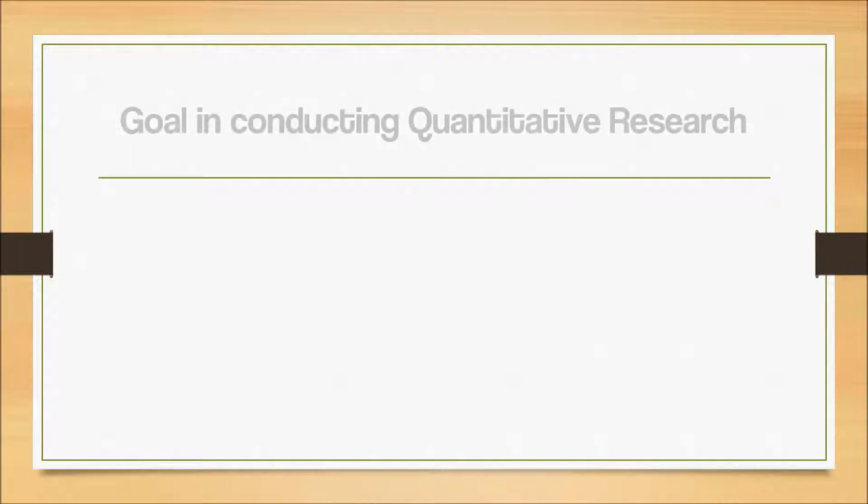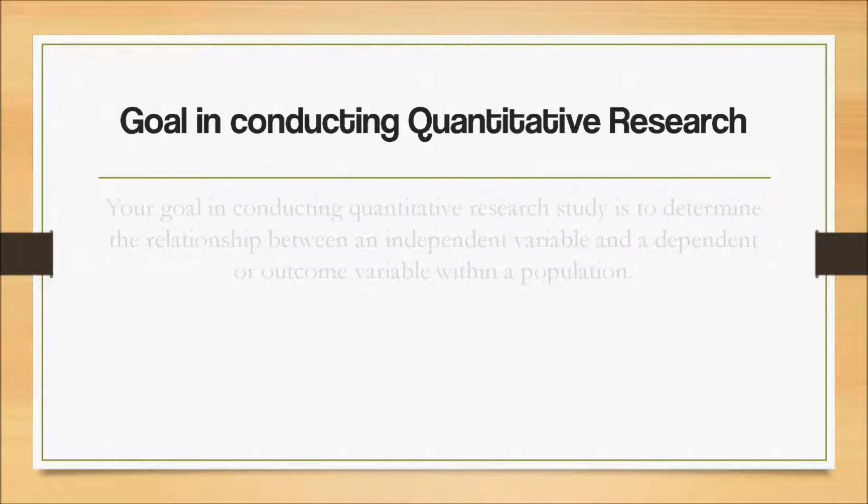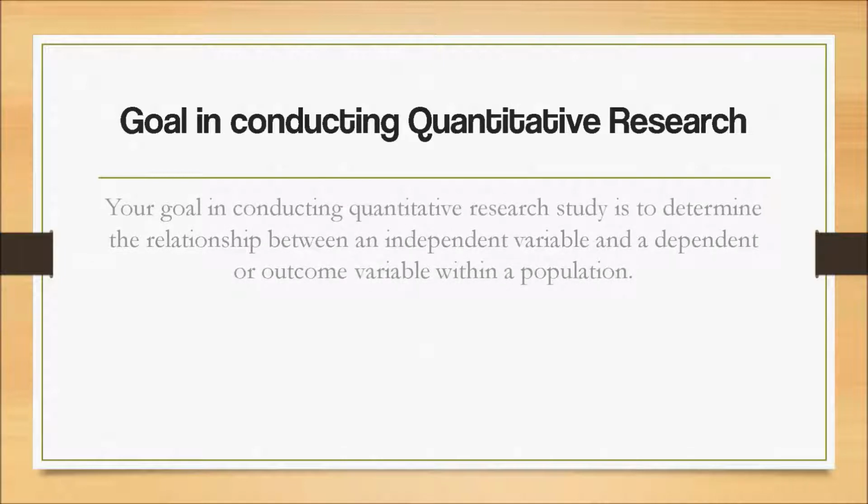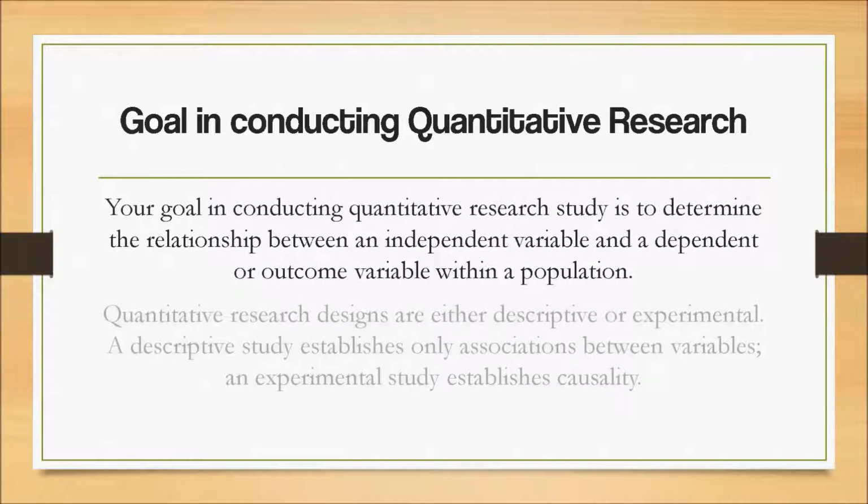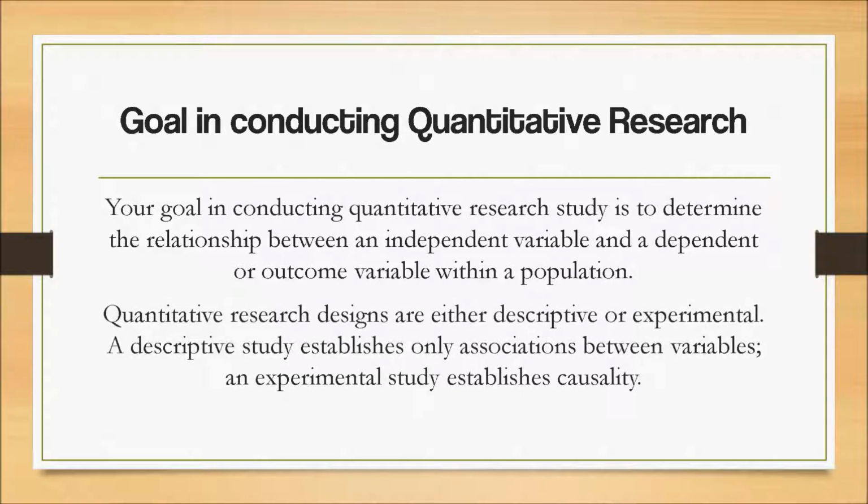Goal in conducting quantitative research. Your goal in conducting quantitative research study is to determine the relationship between an independent variable and a dependent or outcome variable within a population. Quantitative research designs are either descriptive or experimental. A descriptive study establishes only associations between variables. An experimental study establishes causality.